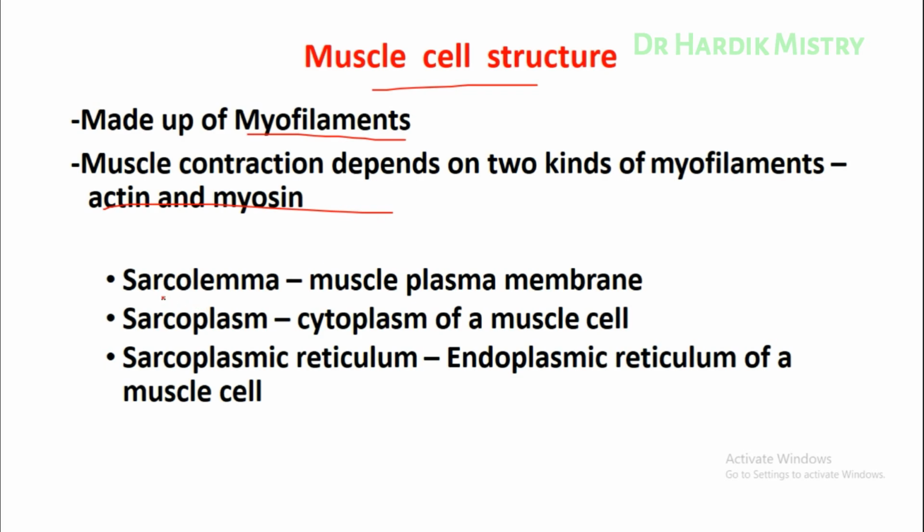And what is the sarcolemma? Sarcolemma is the muscle plasma membrane, or the cell membrane of the muscle cell. Whatever cytoplasm is present inside the muscle cell is known as sarcoplasm, and the endoplasmic reticulum of a muscle cell is known as sarcoplasmic reticulum. So this is the muscle cell structure. And one more thing, the nucleus is also there. Nucleus, mitochondria, everything is present inside the muscle cell.